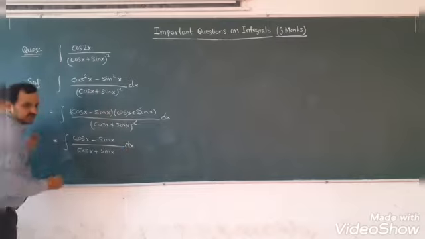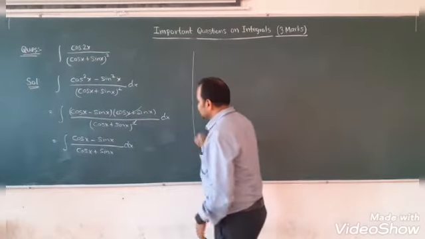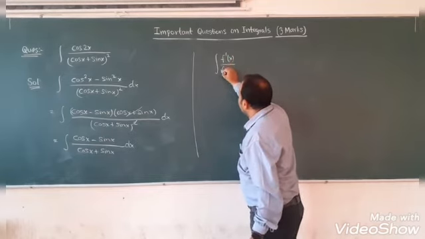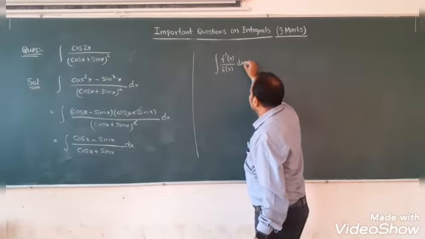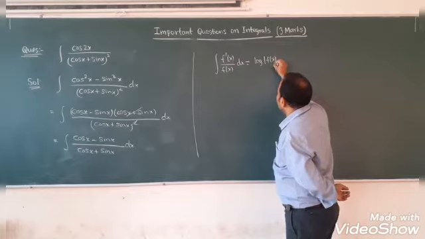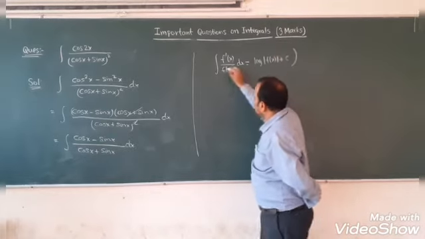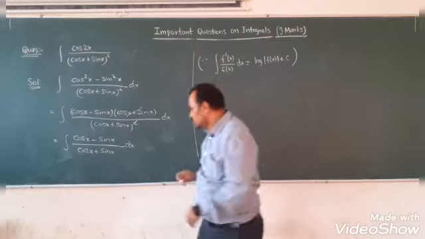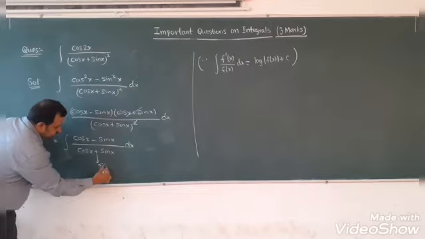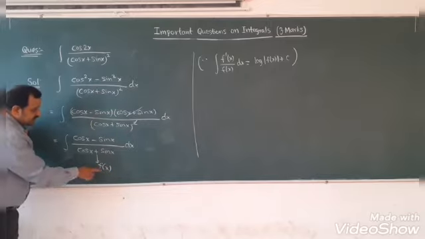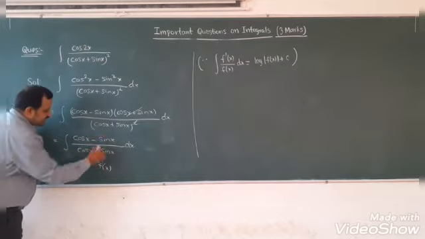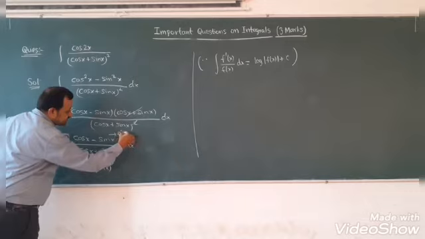dx. So just now I told you in the previous formula, integral f dash x divided by f of x dx. The formula is saying log of mod f of x plus c. So I am making use of this formula. This is nothing but f of x. Differentiate this. What is the differentiation of sin x? Cos x. Differentiation of cos x minus sin x. So this is f dash x.